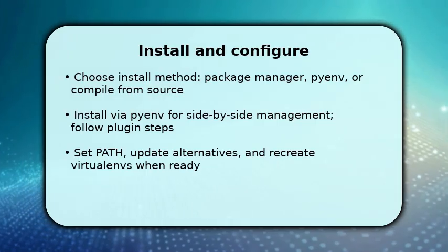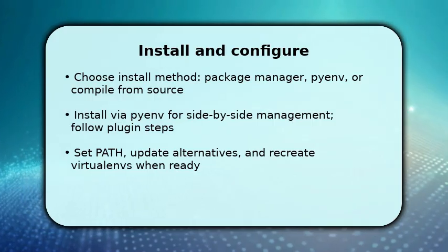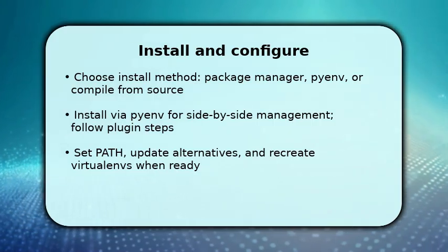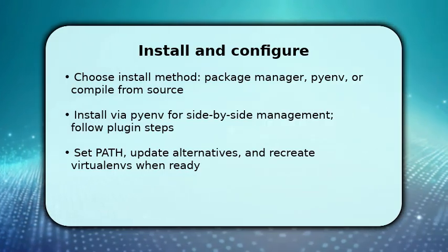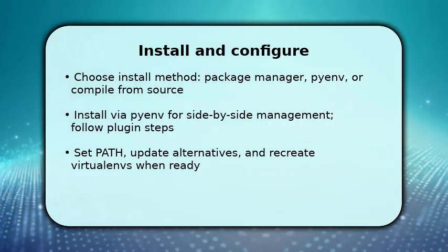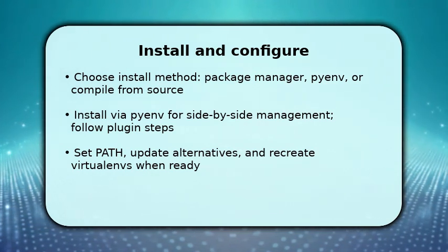Alternatively, use your distro package manager or compile from source. Configure and make altinstall to avoid replacing system Python. Once installed, update PATH or use update-alternatives so python and pip resolve to the new binary. Finally, recreate virtualenvs and reinstall dependencies from requirements.txt.